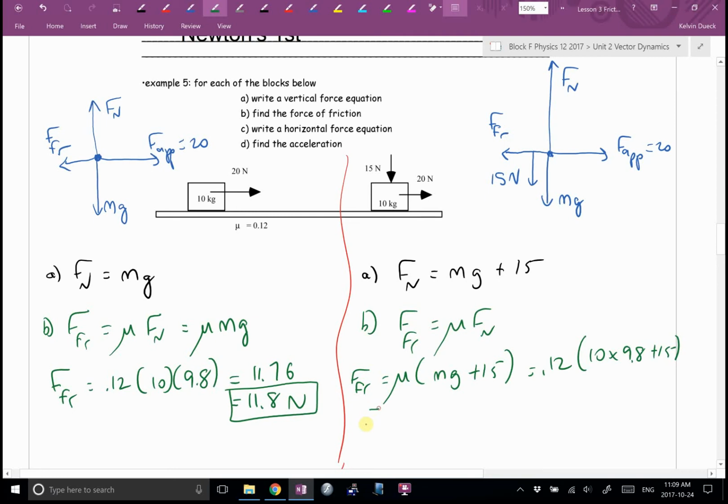Do that one in your head, Mr. Dewick? Oh, maybe. 10 times 9.8 is 98, plus 15 is going to be 113. Oh, yeah, I can do this. 0.12 times 113, it's going to be 11 plus 2.6. 13.6. I'm missing a digit. What is it? 113. So 11.3 plus 2.26. So it's going to be 13.56. There we go. If I wanted to go to 3 sig figs, 13.6.